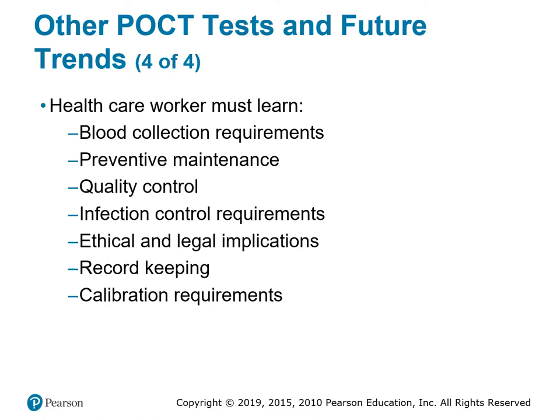Healthcare workers must learn blood collection equipment, preventative maintenance, quality control, infection control requirements, ethical and legal implications, record keeping, and calibration requirements. Essentially, all seven of these bullet points are saying that you need to learn everything that we talked about in chapters 4, 3, 2, and 1. I believe that's what we got, and 10 and 11 as well.